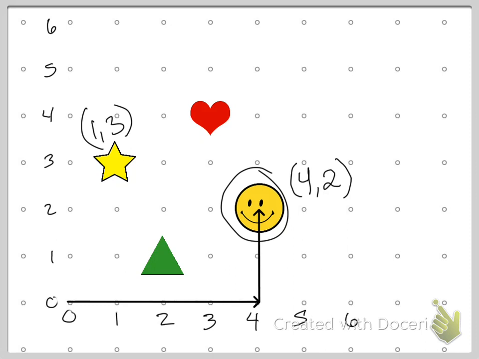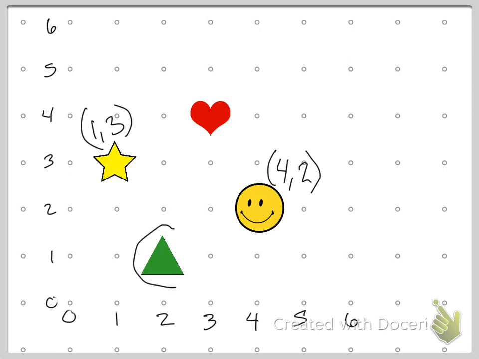The first number always tells us how far right to go, and the second number always tells us how far up to go. We use the numbers at the bottom of the graph and on the left side to help us. You notice, at the bottom of the graph, I have a number 4. That's the same number that I moved to the right. And on the left side of the graph, I have a 2. And that's how many spaces we moved up.